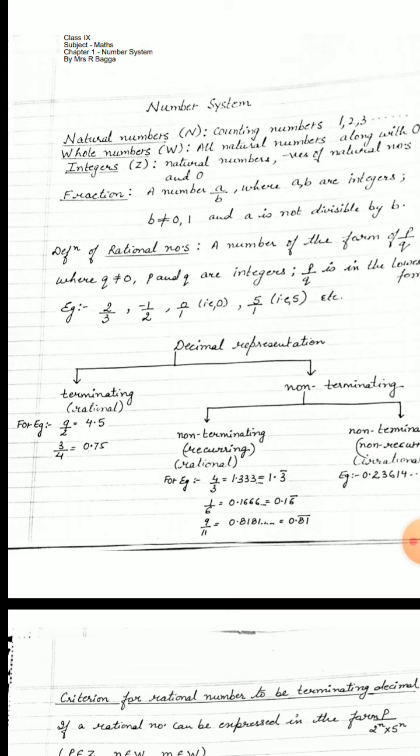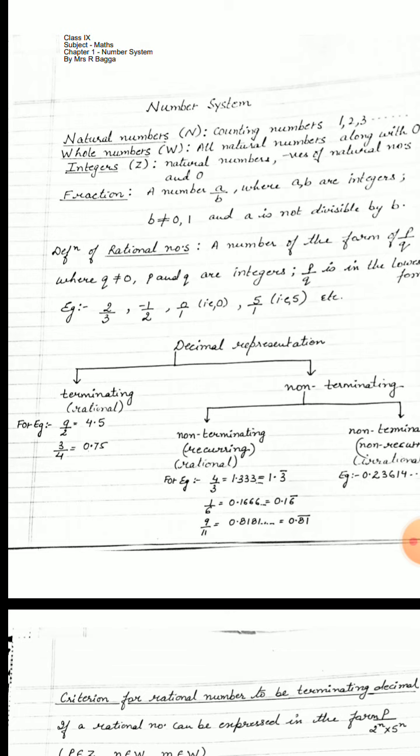Today we are going to start with the first chapter, that is the number system, which comprises natural numbers, whole numbers, integers, fractions, rational numbers and irrational numbers. The counting numbers 1, 2, 3, 4 up till infinity are called natural numbers. All natural numbers along with 0 are termed whole numbers. Natural numbers, negatives of natural numbers and 0 are termed integers.